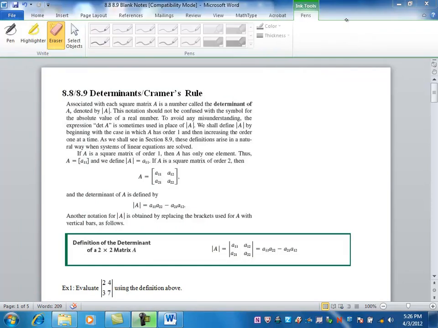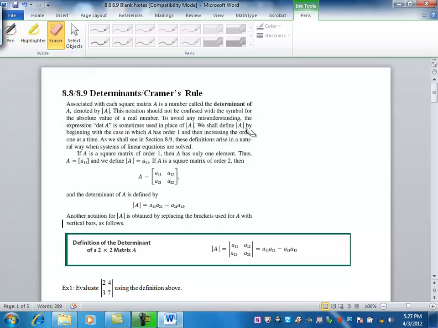So here we go. Let me just read a little bit. Associated with each square matrix A is a number called the determinant of A, denoted with the same notation we use here, the absolute value bars. This notation should not be confused with that symbol, and so to avoid any misunderstanding, we sometimes will use det A in place of the absolute value of A. It just kind of depends on what we're doing as to which notation we will use.